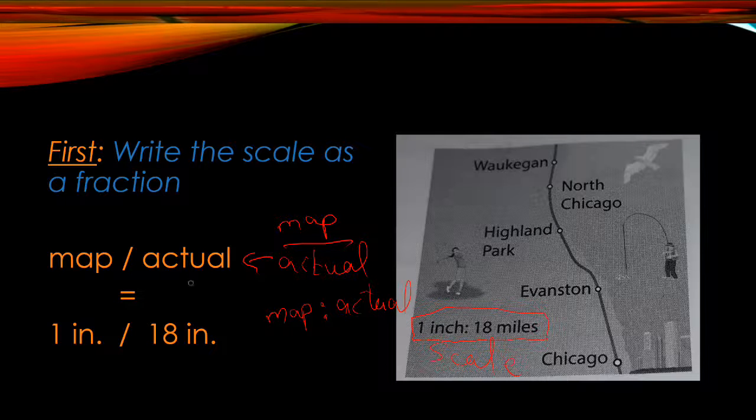So we write the scale as a fraction like this: map over actual equals 1 inch over 18 miles. Instead of the ratio sign, we write it as a fraction, and it means the same thing.